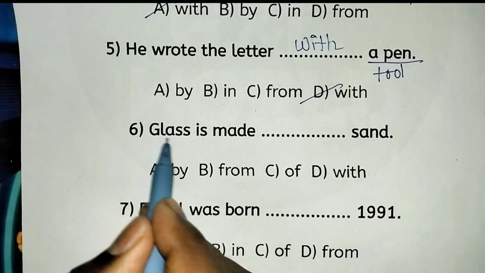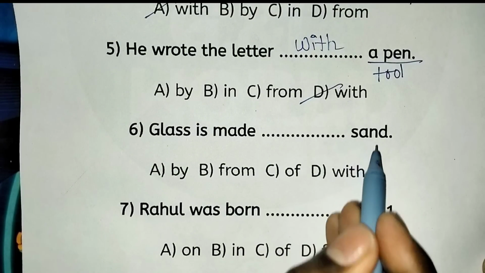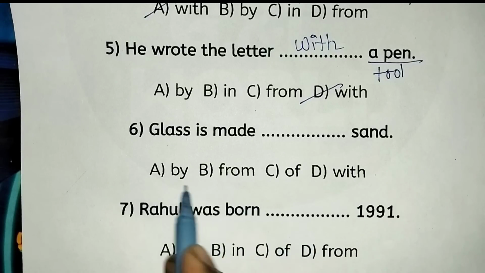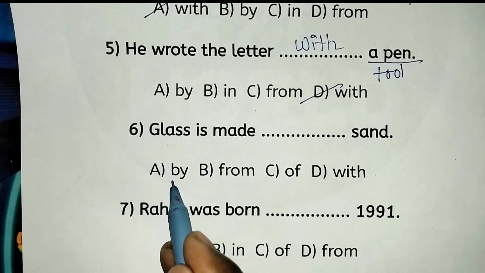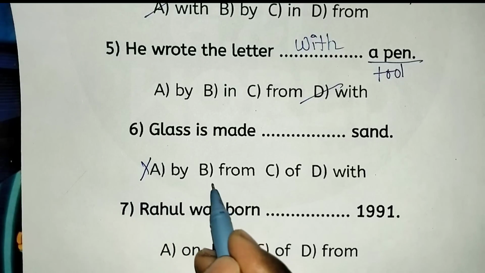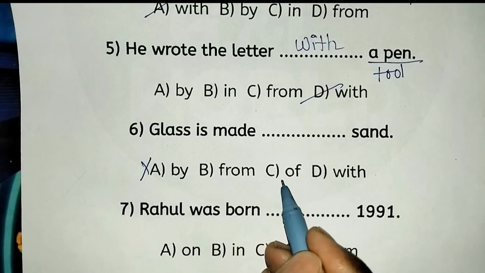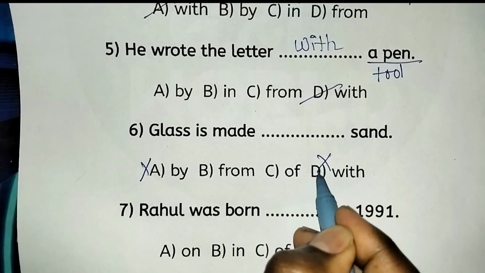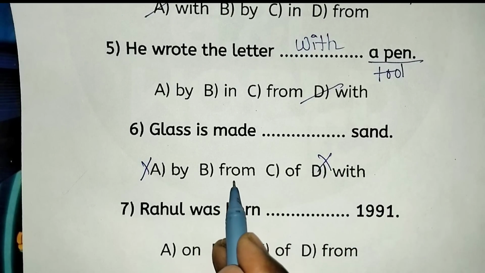Glass is made dash sand. By sand, from sand, of sand, and with sand. Actually, by is inappropriate, so we have to eliminate this answer. With is also not appropriate, so we eliminate it. Now, the options from and of.